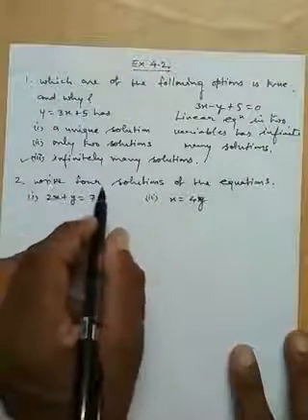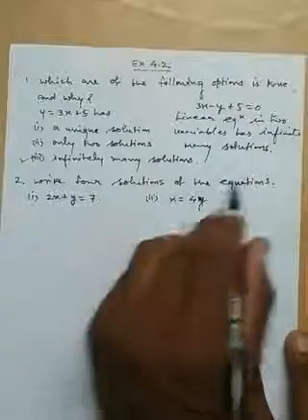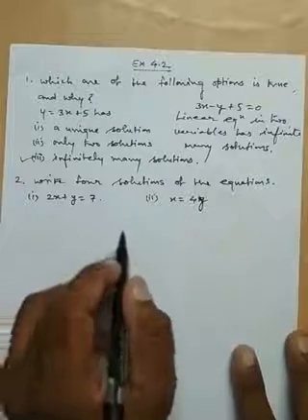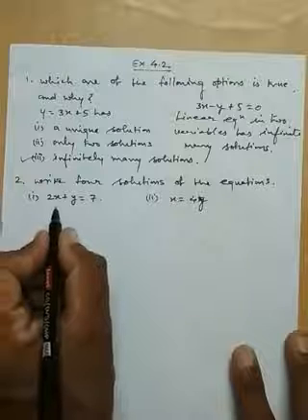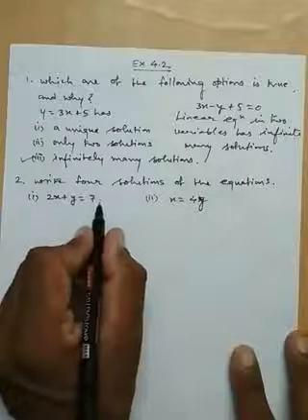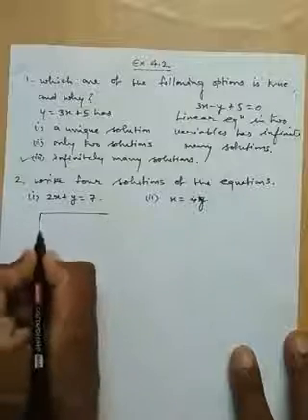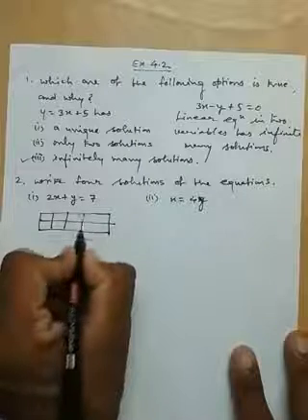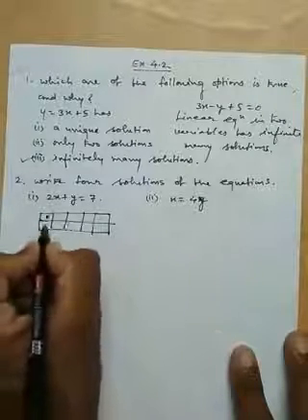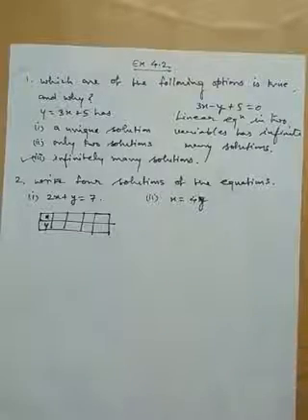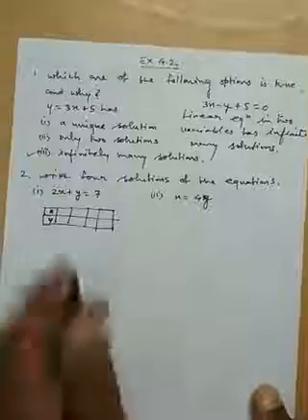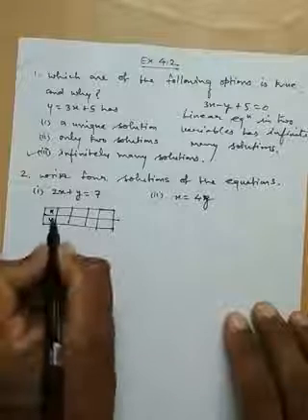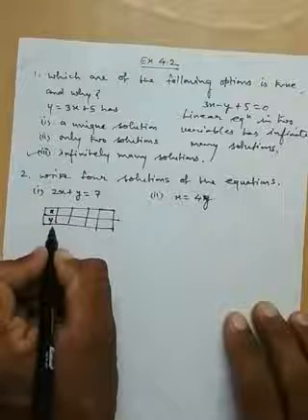Next question is also related to this. Write four solutions of this equation. This equation has infinitely many solutions, but here we will find four solutions for this equation. The first equation is 2x plus y equal to 7. For this equation, we will find four solutions. Make a table in this form, x and y. Put the values of x in this equation of your choice, and corresponding to these values you can find the values of y.